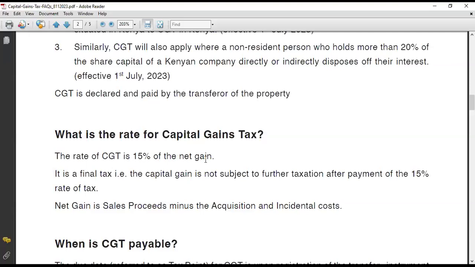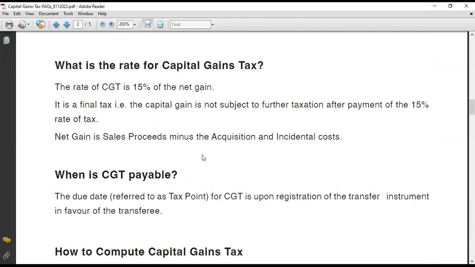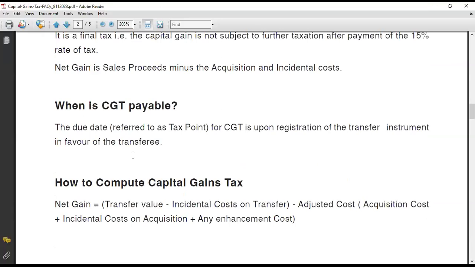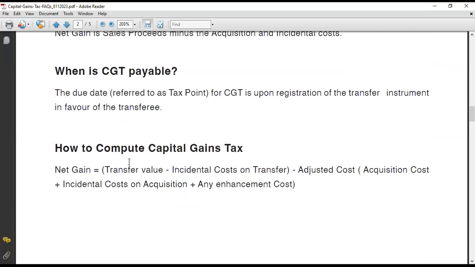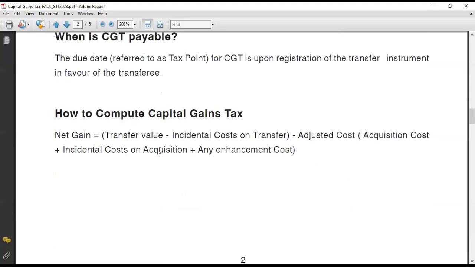That is another very, very important point. So how do you compute capital gain tax? Net gain. I want you now to take your Bible. I'm not going to give you the answer. You calculate. Net gain is equal to transfer value minus incidental cost on transfer minus adjusted cost, which is acquisition cost plus incidental cost on acquisition plus any enhancement cost.